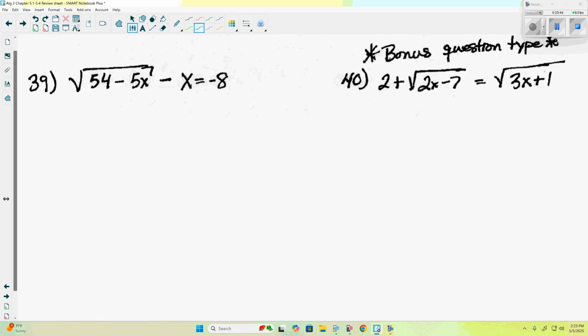Questions on problem 39? 40 actually won't be on the test. It was on some of the last tests that I gave of this chapter, but I dropped it from this one. There is a bonus, it's just not 40.